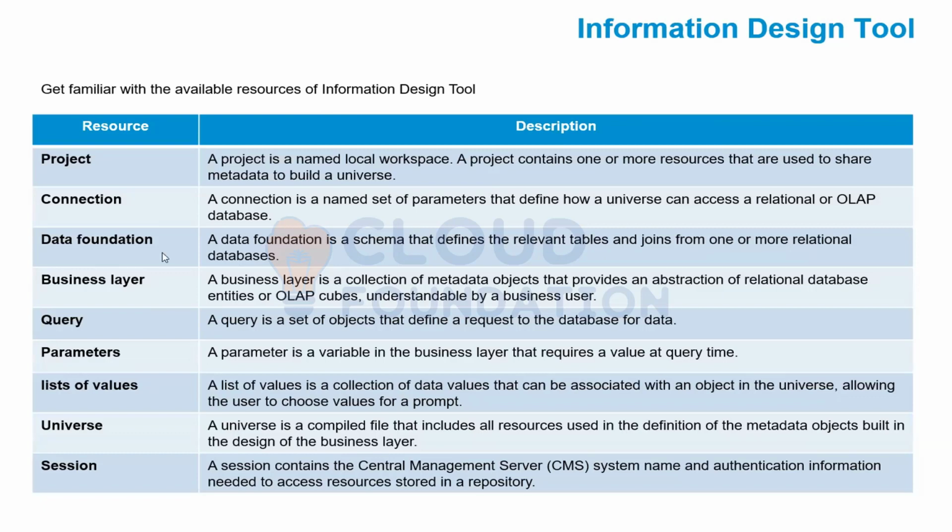After creating the data foundation, we will go ahead and create a business layer. In the business layer, as I told you earlier, there will be classes and objects. For example, product will be a class name. Under product, we will create product name, product ID, quantity. Those kinds of objects, key dimensions and key figures, we will create, and we will map those objects to the required columns of the tables. That is done in the business layer.